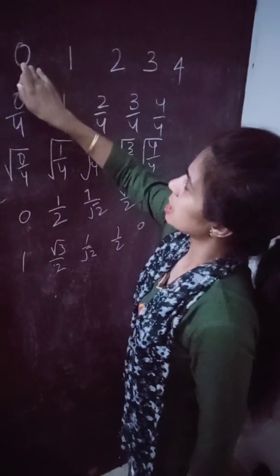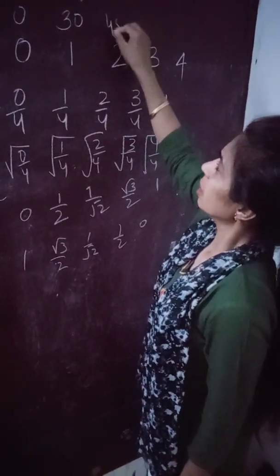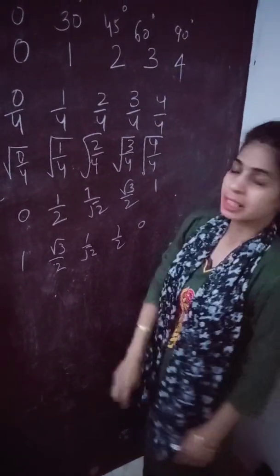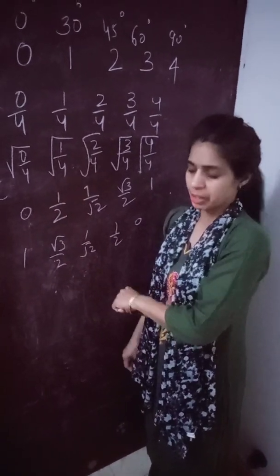And we know 0 stands for 0 degree, 1 is 30 degree, 2 is 45 degree, 3 is 60 degree and 4 is 90 degree. So this table can be very easily framed.